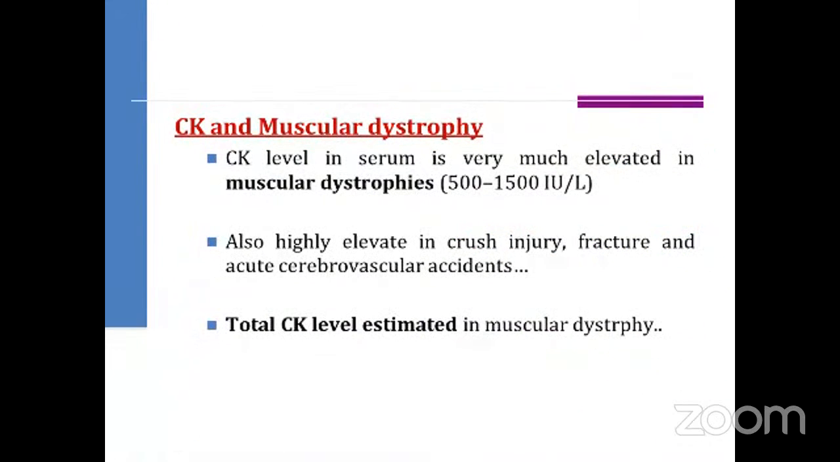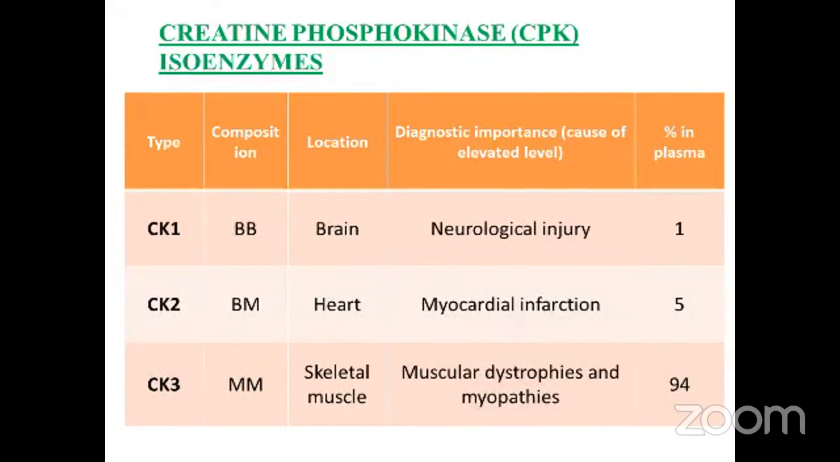Now coming to CK and muscular dystrophy. Not only in myocardial infarction, the level of creatine phosphokinase is also raised, because creatine kinase is mainly stored in the muscle, and in the muscular dystrophies the level of this creatine phosphokinase is increased, to 500 to 1,500 international units per liter. The levels are also increased in crush injuries, in case of fracture and acute cerebral accidents. In muscular dystrophies, not only the isoenzymes, the total level of creatine kinase is estimated.